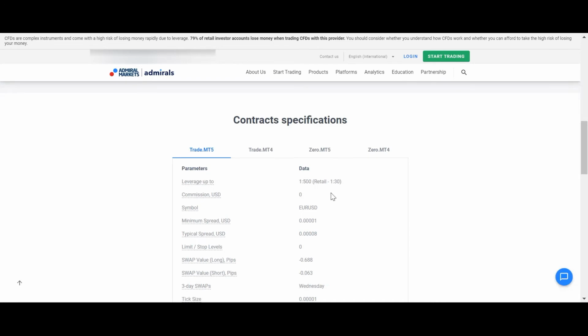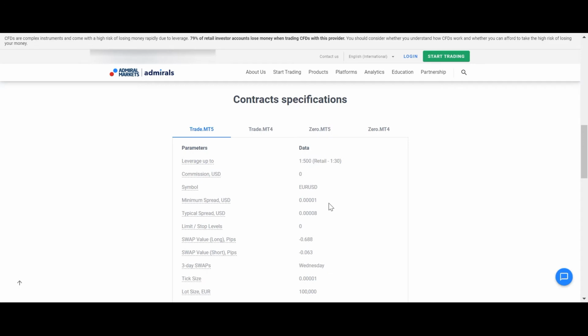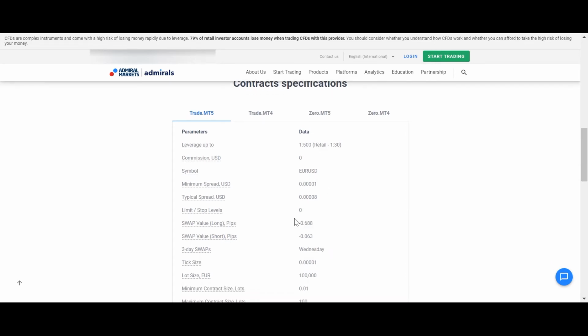Spread in Admirals is floating and changing due to market conditions. You can check the minimum spread for this instrument and the typical one. Both are shown in USD currency. We also don't have any limits or stop levels when it comes to placement of pending orders in normal market conditions.